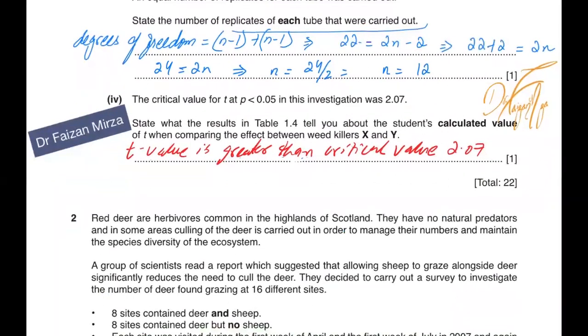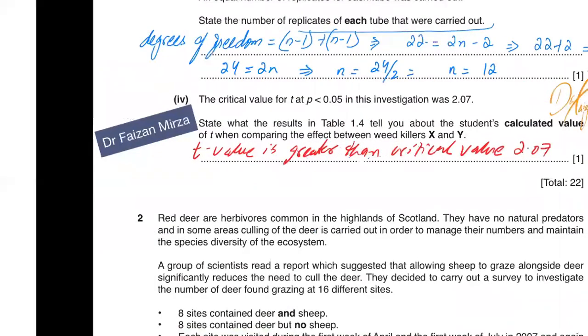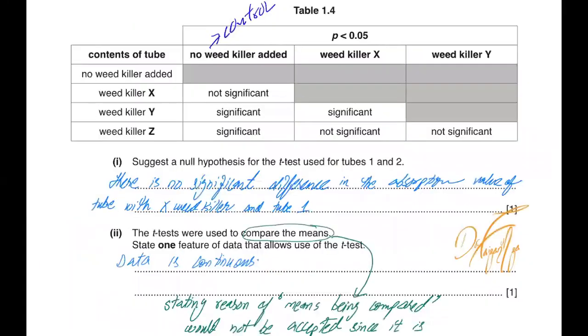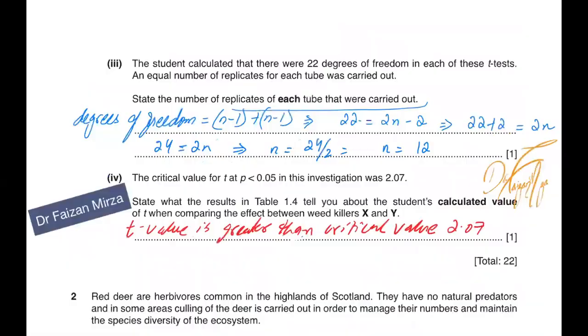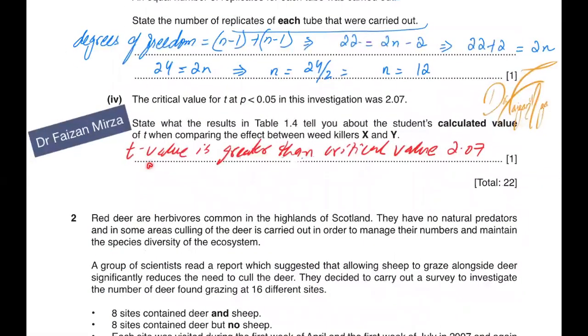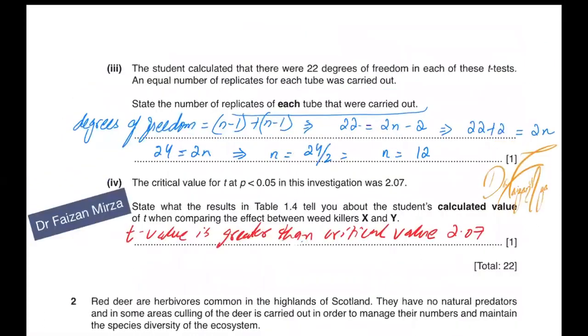The critical value for t at p less than 0.05 in this investigation was 2.07. State what the results in table 1.4 tell you about the student's calculated value of t when comparing the effect between wheat killer X and wheat killer Y. For wheat killer X and wheat killer Y, the difference is significant. So the t value must be greater than the critical value. That's why it's significant. So this will be your answer: the t value is greater than the critical value, 2.07, and that will be enough for your answer.